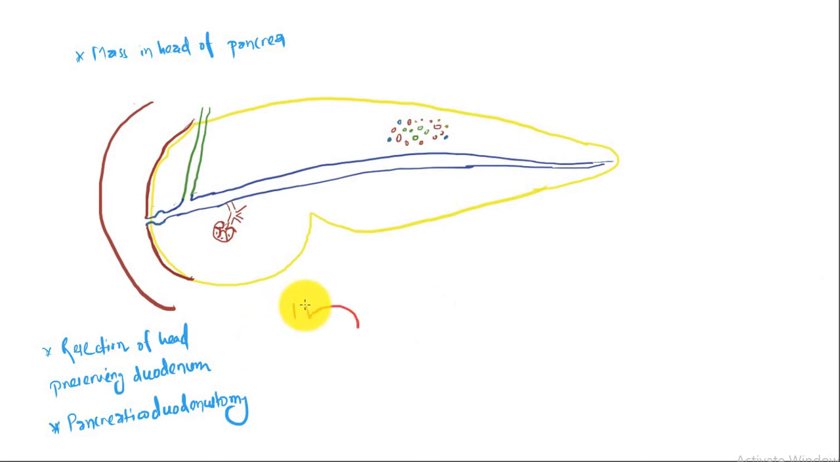Here this is stomach with the duodenum, and we remove the head. And this is the joining of the duodenum with the pancreatic duct coming through the tail of the pancreas.